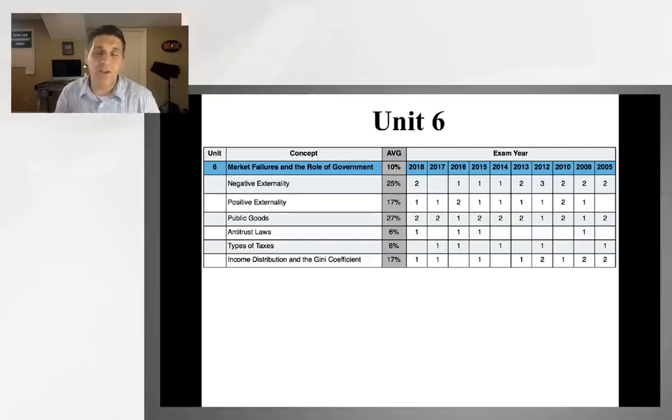You're always going to see a public goods question that's usually a relatively easy question about public goods. You might see a question about income distribution. You'll not have to calculate the Gini coefficient. They maybe show you the Lorenz curve. But you can see this is the breakdown of each one of the units for microeconomics.